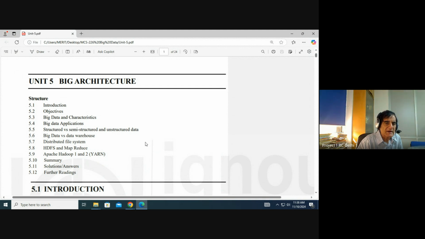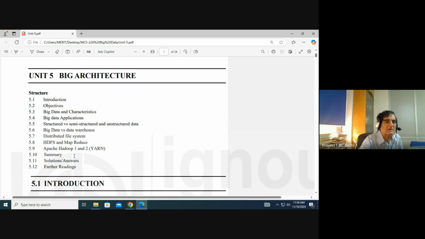So now next unit, big data architecture. Introduction, objective, big data and characteristics, big data applications, structured versus semi-structured and unstructured data, big data versus data warehouse, distributed file system, HDFS and MapReduce, Apache Hadoop 1 and 2, and then some details.